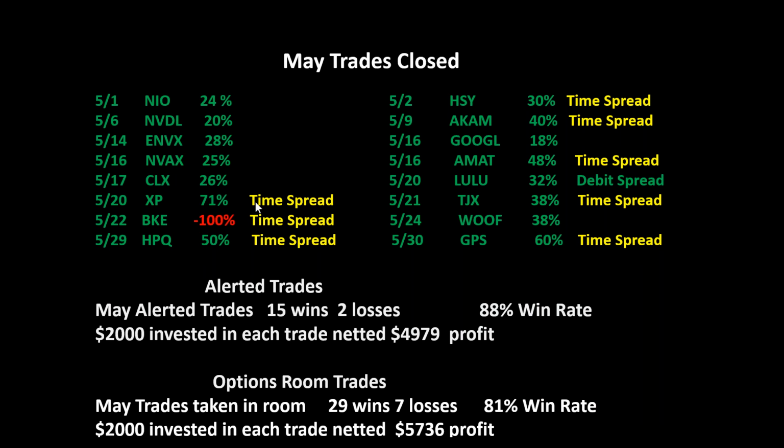All right, and again, this was a time spread. XP was a time spread. This BKE was a time spread that went against us. Stock went way out of where we thought it should move. So we took 100% loss in that.